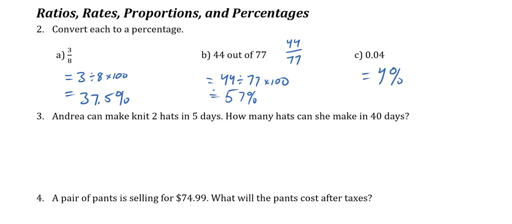I wonder if you did 77 divided by 44 by accident, maybe, right? We want to do 44 divided by 77.